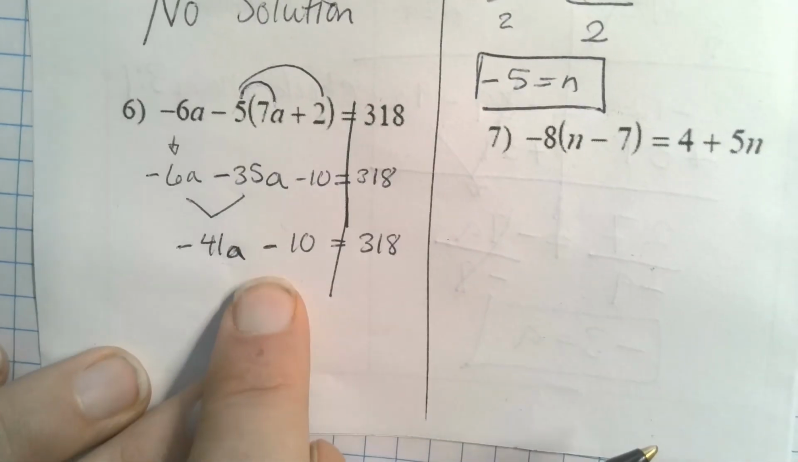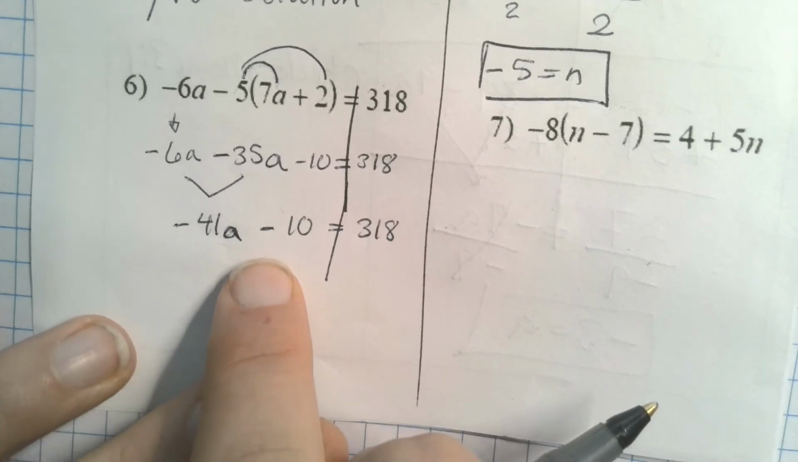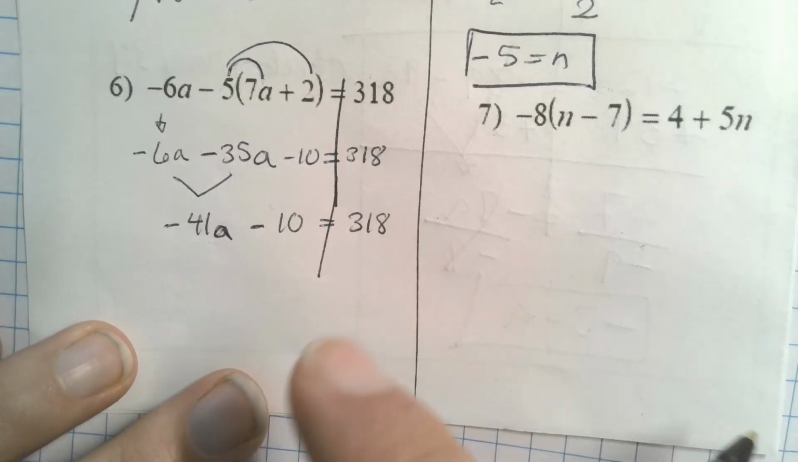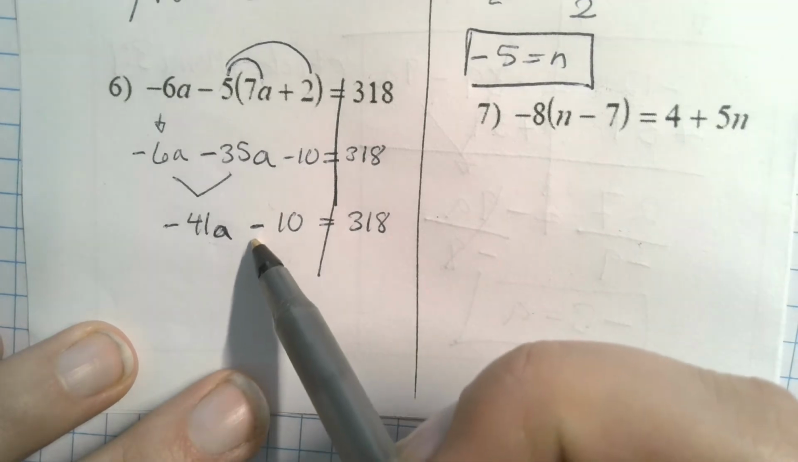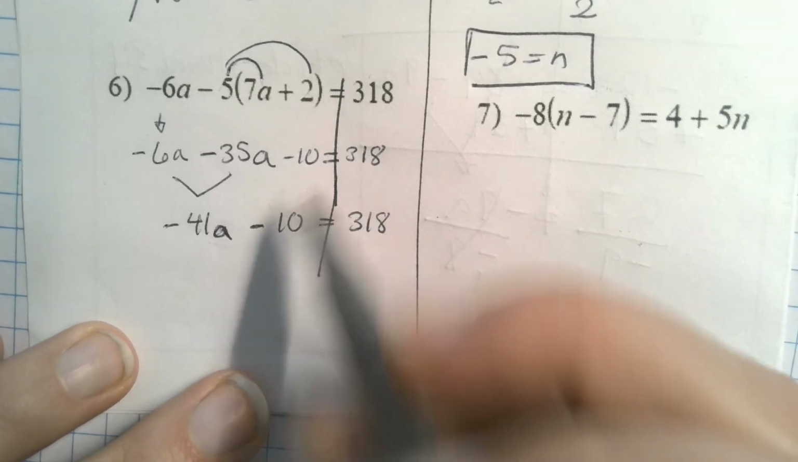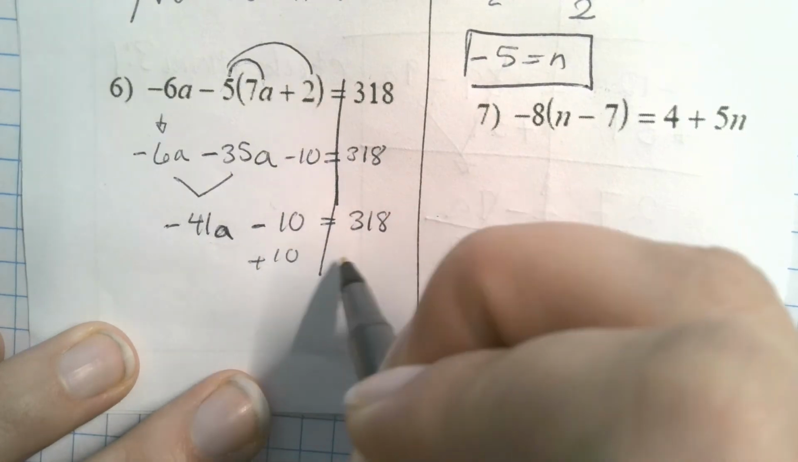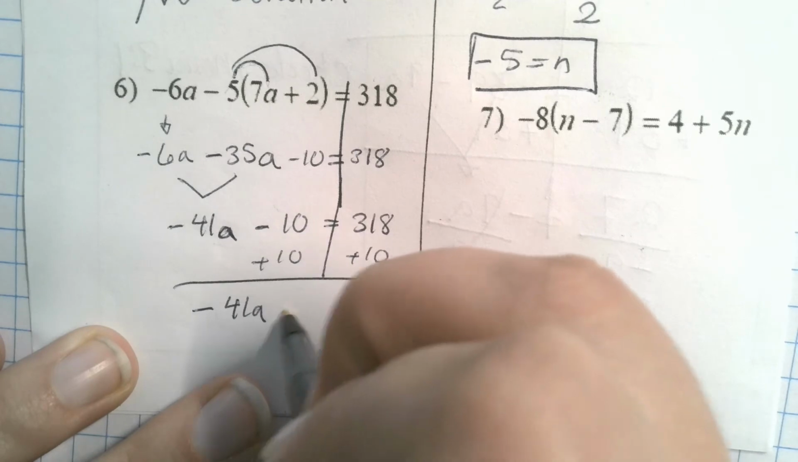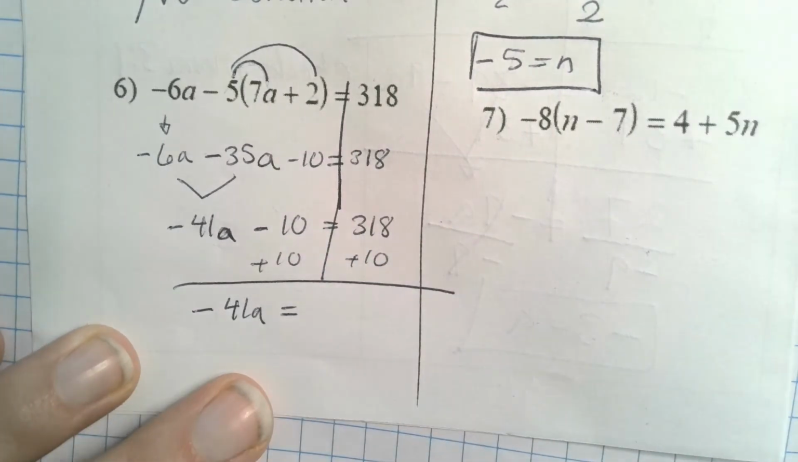We want to move the 10 to the other side. Am I going to add, subtract, multiply, or divide to move that 10 to the other side? We want to do the opposite. So right now it's subtraction. What's the opposite of subtraction? You guys, what's 318 plus 10?